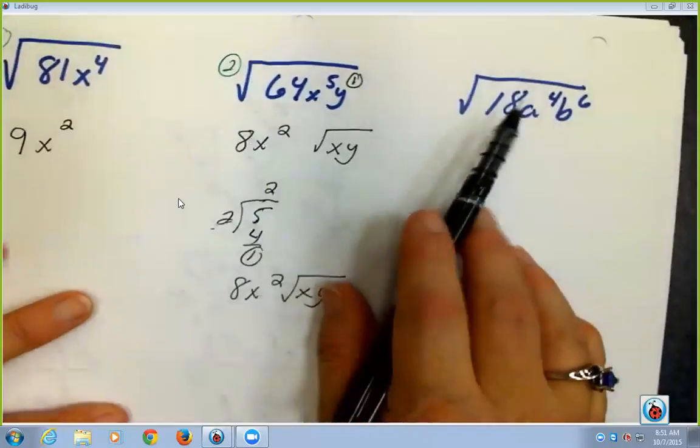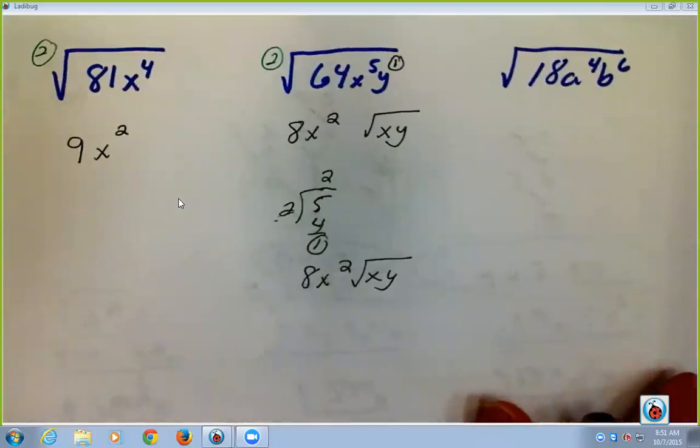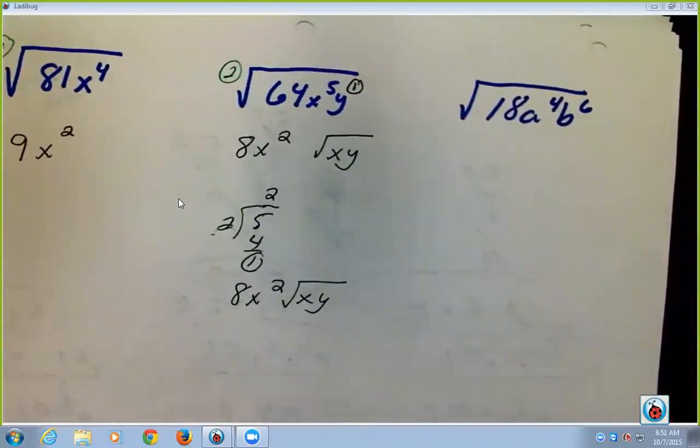So what do you guys get on this one? We'll let you work on that one for a little bit and see what comes out of that problem and see if we can get an answer to it.